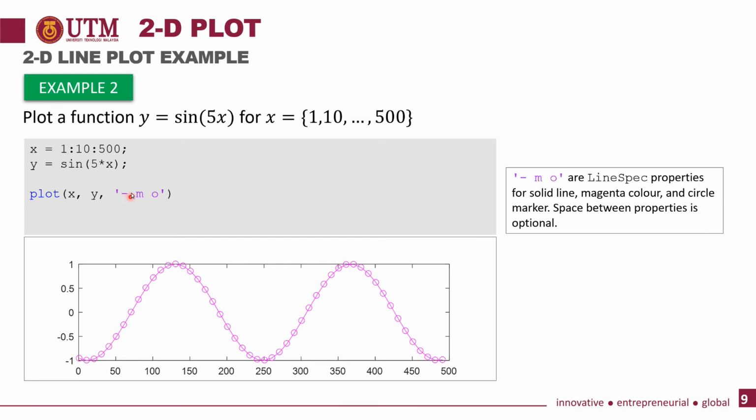The first one is the line style. This one is a solid line. M is the magenta color. And this one is the marker. You see here, this is the marker that you initialized, a round style marker. This is how you can customize your line plot. So dash, m, o are line spec properties for solid line, magenta color, and circle marker. Space between properties is optional.